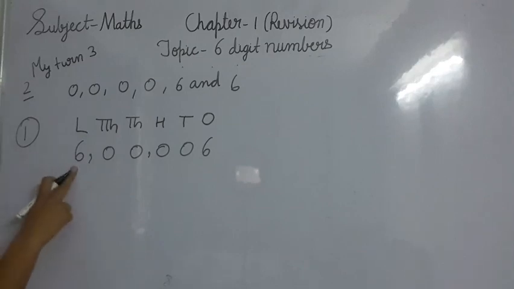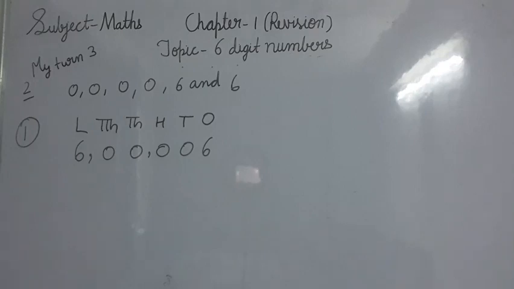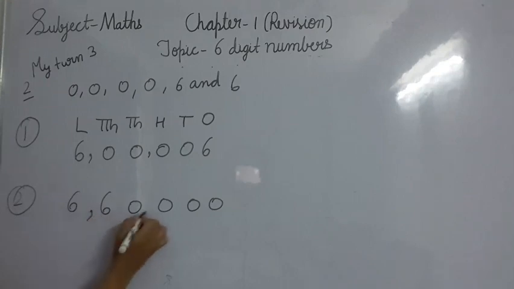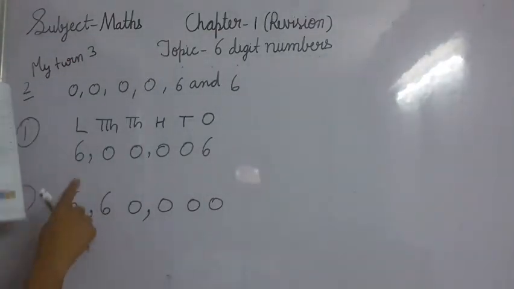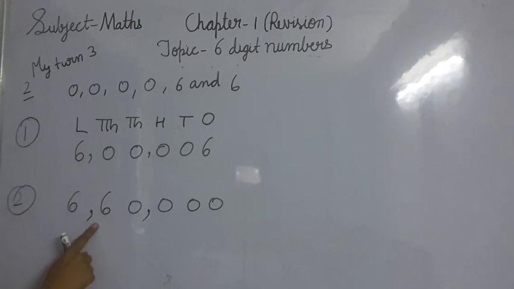So which number is it? 6 lakh 6. And the second number I am forming here is 6 followed by 4 zeros. Here I am separating. So which number is it? 6,60,000. Here you have to mention these numbers. This number here, this number here. And this is the bigger number.